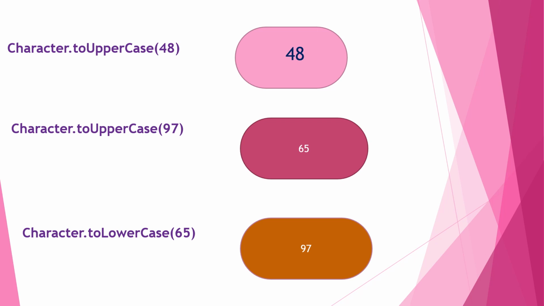And if any number other than the ASCII code of an alphabet is given, the same number will be given as the output. For example, the first number we can see, 48. 48 is not the ASCII code of a capital letter or small letter, so the output will be the same number itself. If the ASCII code of an alphabet is given, the output will be according to the alphabet.